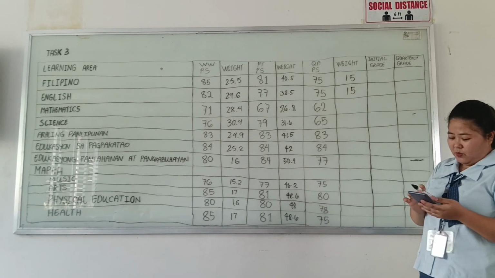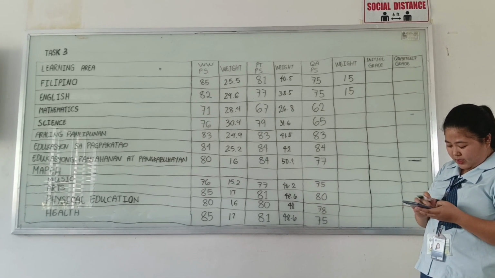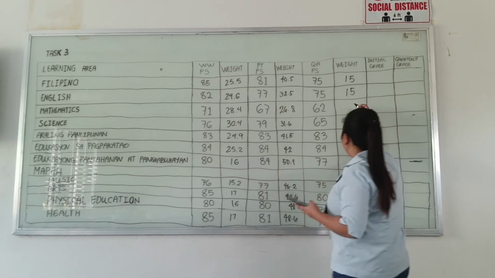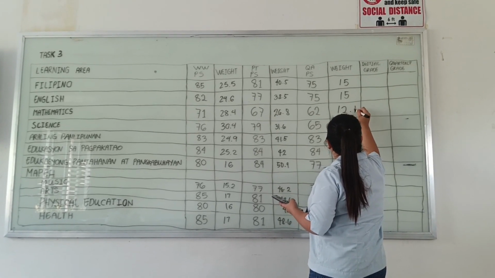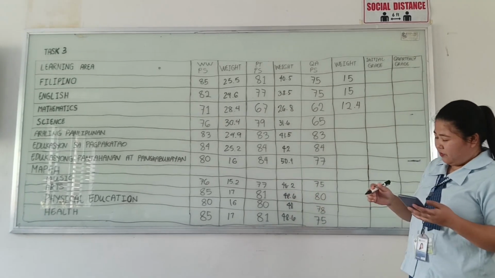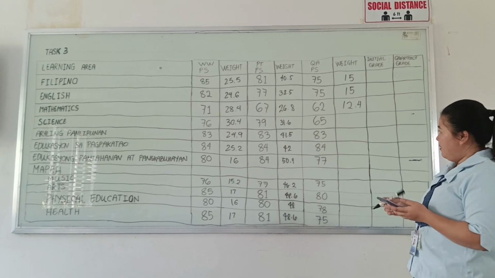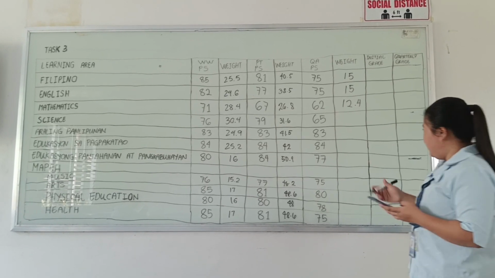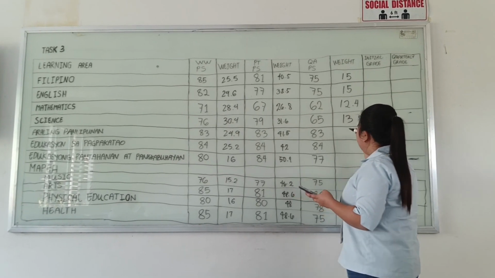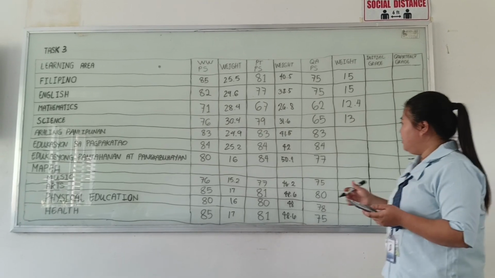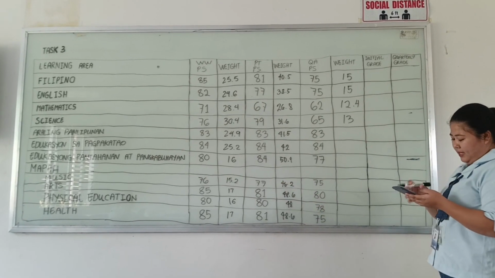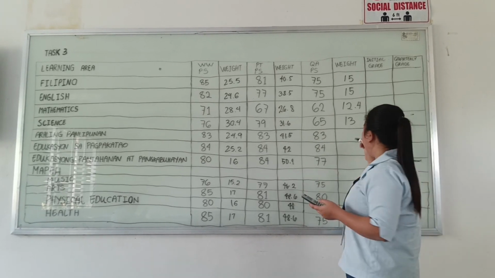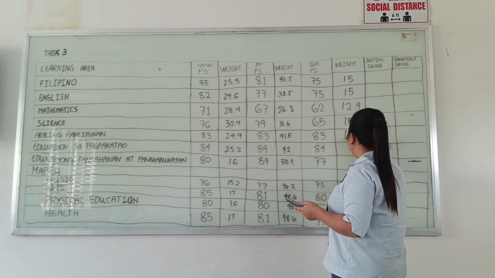For mathematics, we have 62. 62 times 0.20 is 12.4. For science, we have 65 times 0.20, which is 13. Then for Araling Panlipunan, we have 83. So the weighted score for Araling Panlipunan is 16.6.